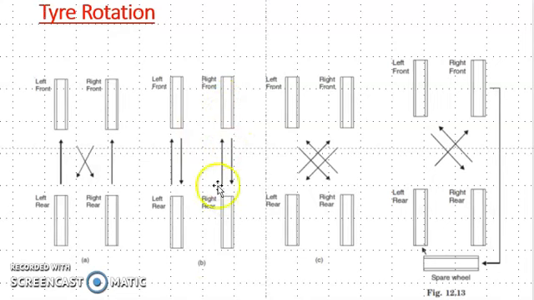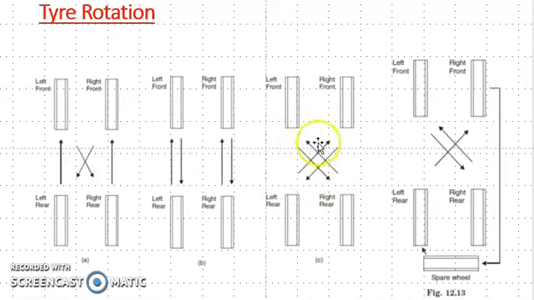Okay, this is another type of rotation. The next is the right front. First you start from left rear. Observe that from left rear to right front, and right front goes to left rear. After that you go for right rear. Right rear should be moved to left front, and left rear should be moved to right rear.